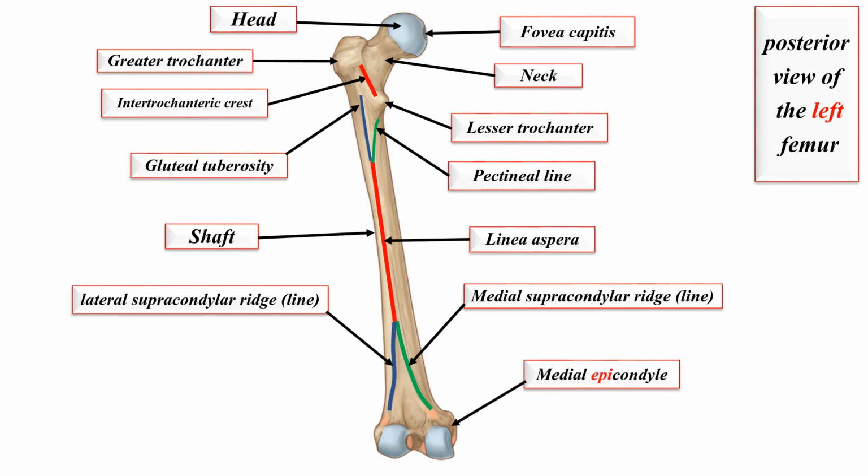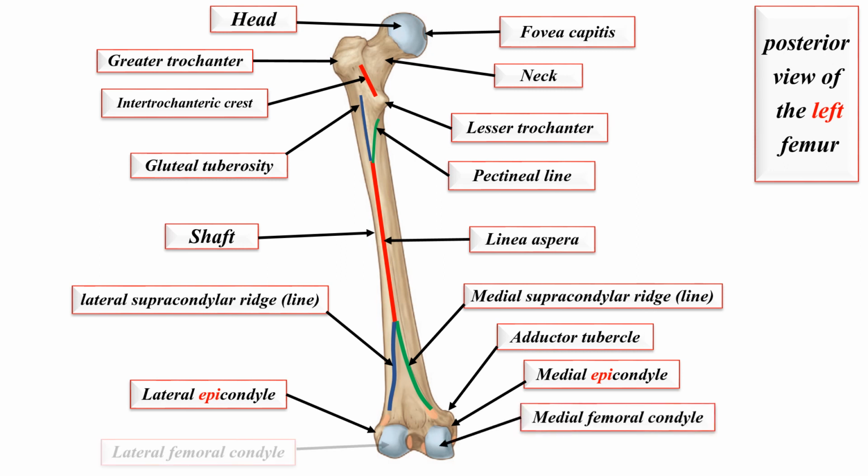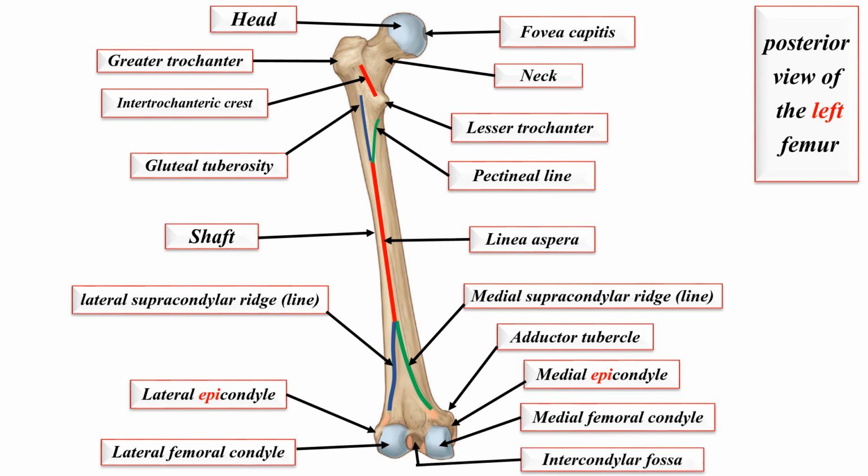This is the medial epicondyle of the femur, and this is the adductor tubercle for attachment of the adductor magnus muscle. This is the lateral epicondyle of the femur. This is the medial femoral condyle, and this is the lateral femoral condyle. Between the medial and lateral femoral condyles, posteriorly, there is a fossa. We call it the intercondylar fossa.